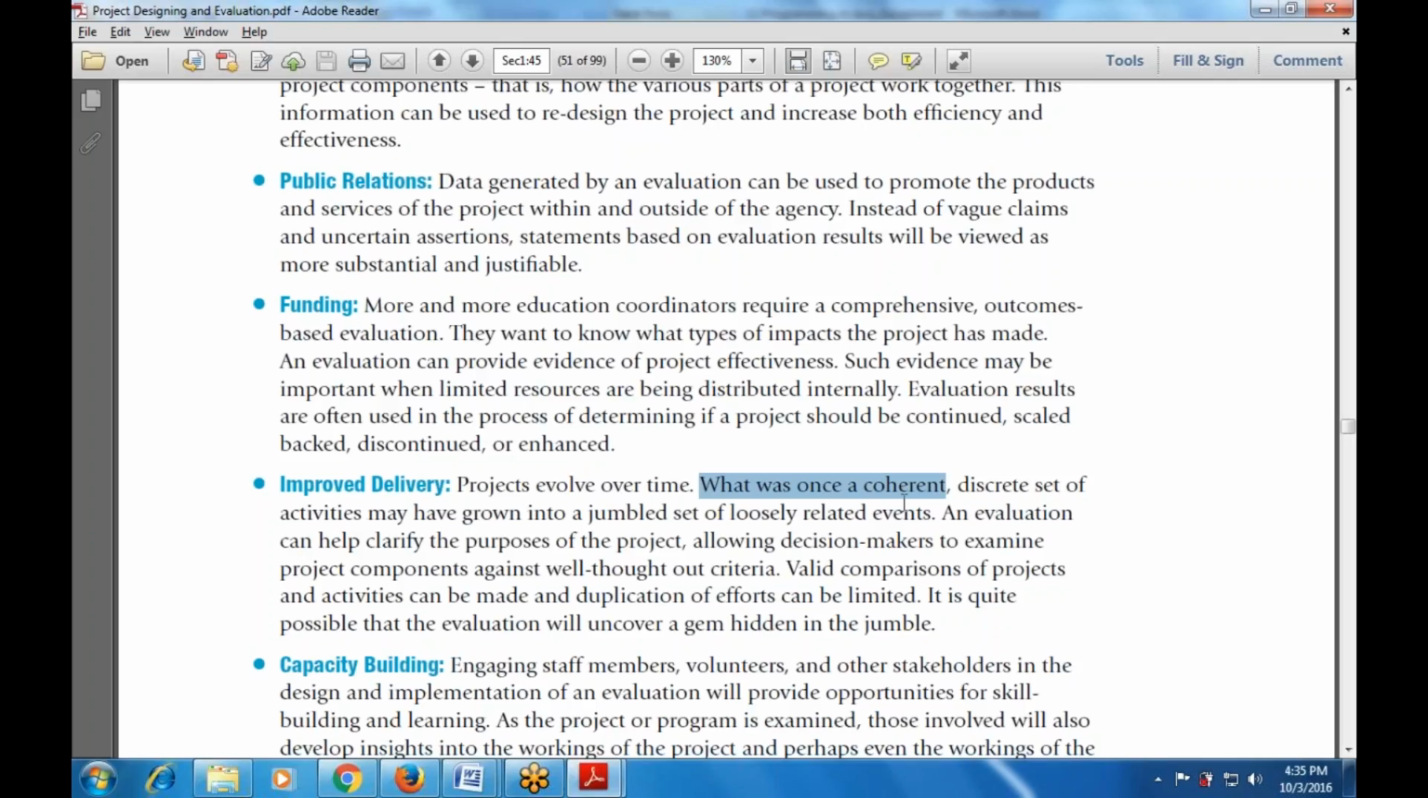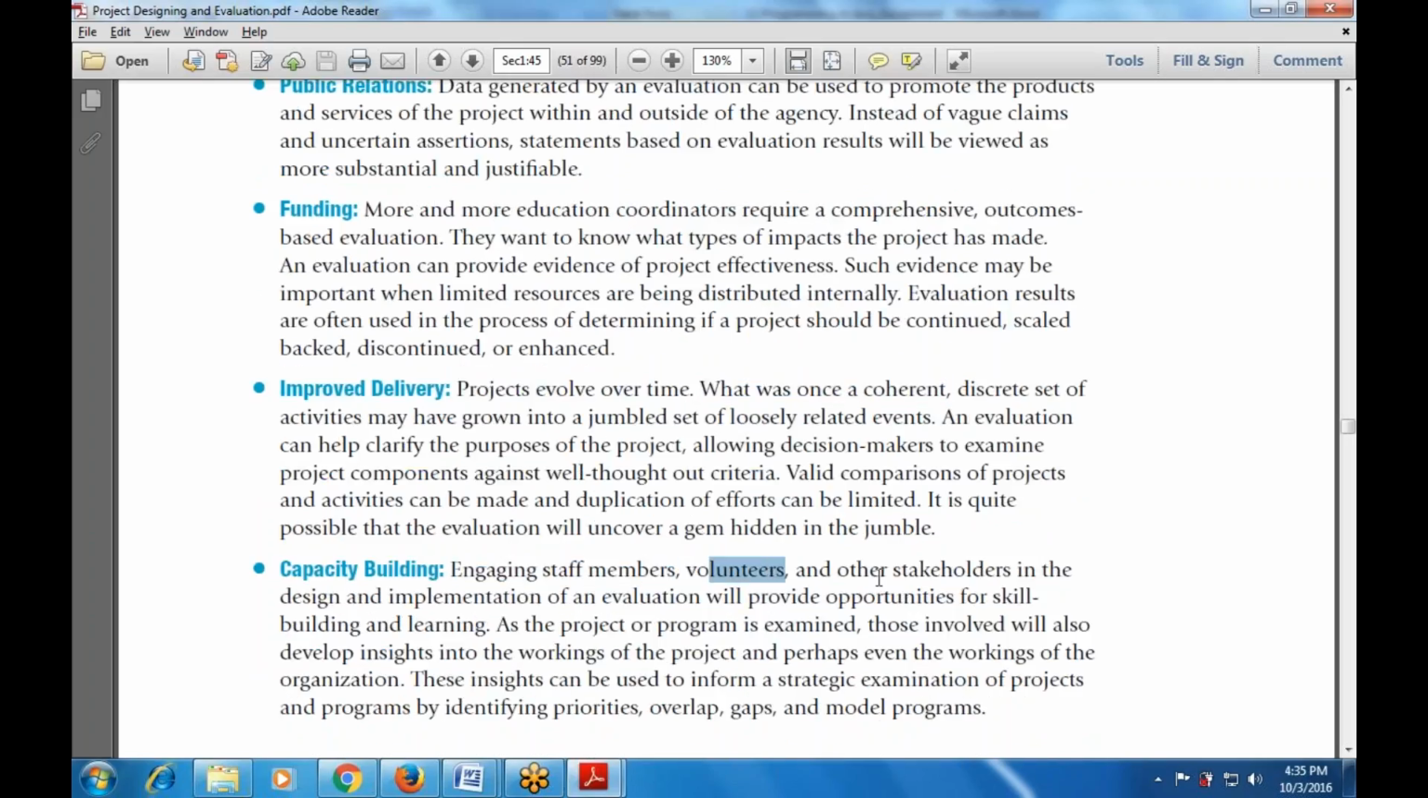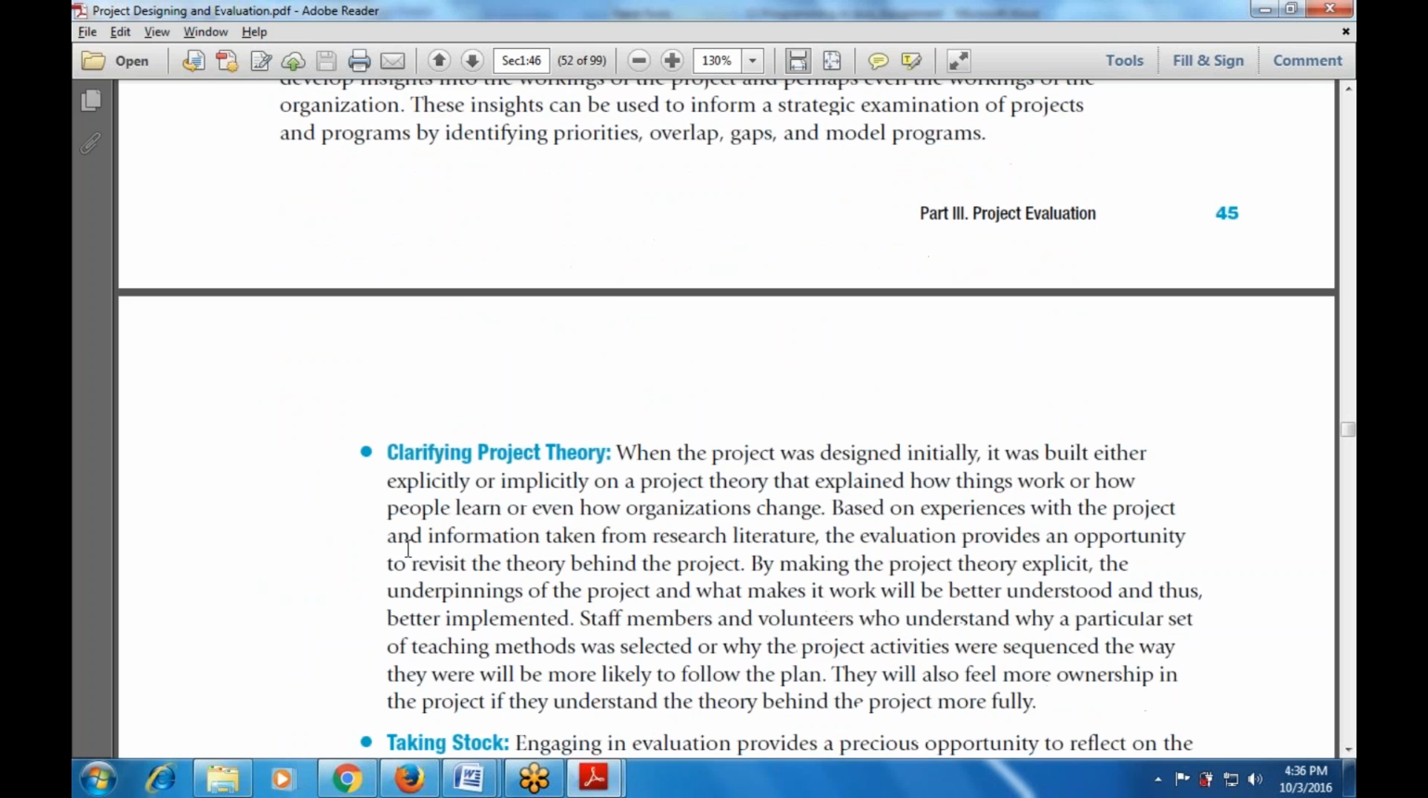And capacity building: engaging staff members, volunteers, and other stakeholders in the design and implementation of an evaluation provides opportunity for skill building and learning. That is capacity building. The people involved in the project or program being examined will also develop insight into the working of the project, why it is developed, what the main criteria are, and even the working of the organization. That also forms a strategic examination of the programs and projects by identifying priorities, overlaps, gaps, and model programs.